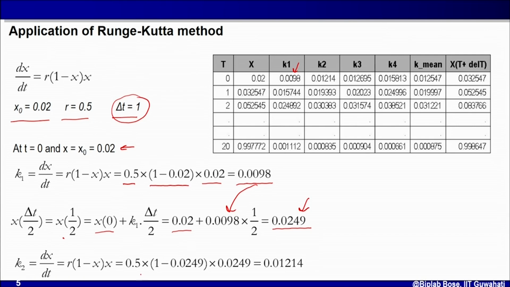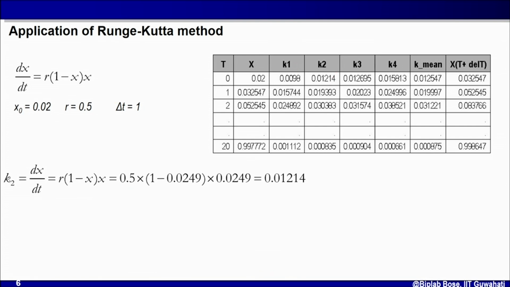So let us put the numerical value. R is 0.5, 1 minus x, x is this new value of x into x, this is equal to 0.01214. So I write it down here in this table. In this way, I again try to calculate k3. So to calculate k3, what I will do?